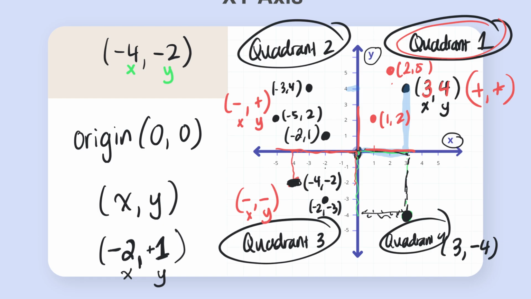And in the last quadrant, I'll give you another point here. We can have 4 and -2. We had 3 and -4. We can have 2 and -5. What do you notice about all of these coordinates? They start in positive and end in negative. That's right. And this can help you figure out and remember which quadrant you're plotting your points in.